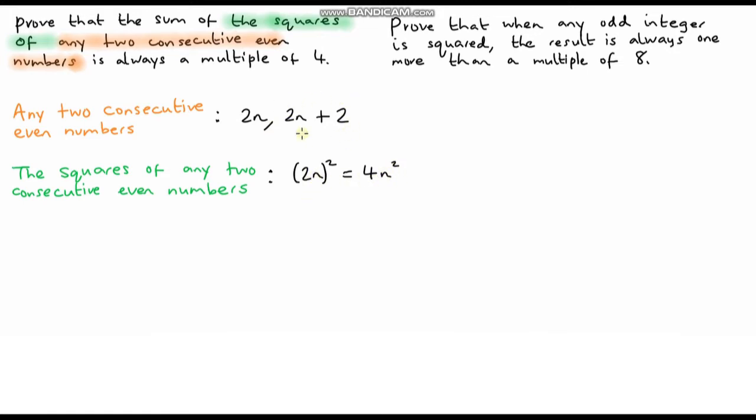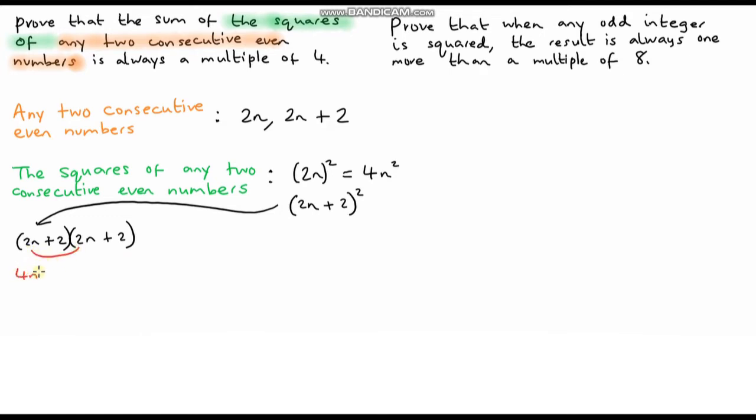Now let's square our second integer. And again, what I'm going to do is rewrite this as 2n plus 2 times 2n plus 2. And I'm going to do it over here because I can see myself encroaching on this question over here. And again, let's use the FOIL technique. So 2n times 2n is 4n squared. 2n times 2 is just plus 4n. 2 times 2n is again 4n. And 2 times 2 is plus 4.